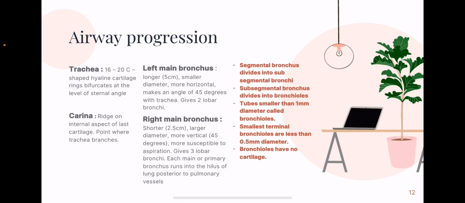Each main or primary bronchus runs into the hilus of lung posterior to pulmonary vessels. Segmental bronchus divides into subsegmental bronchi. Subsegmental bronchus divides into bronchioles. Tubes smaller than 1 millimeter diameter are called bronchioles. The smallest terminal bronchioles are less than 0.5 millimeters diameter. Bronchioles have no cartilage.